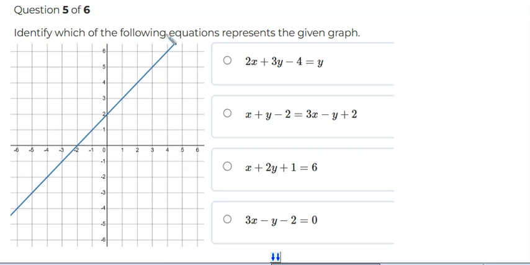They want us to identify which of the following four equations could represent this graph. In order to figure this out, we need to put each of these into y-intercept form, y equals mx plus b. That means all the y's will be on the left-hand side of the equation, and all the x's and the constants should move to the right-hand side of the equation. So let's try to make those movements.